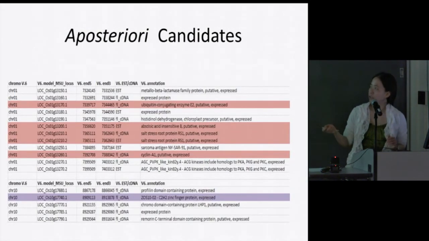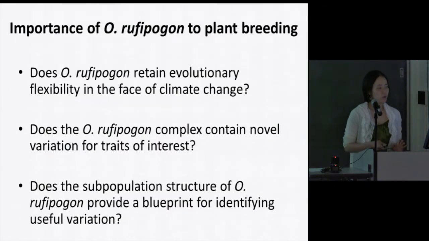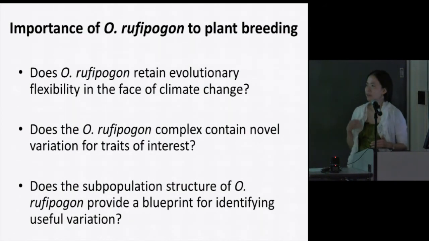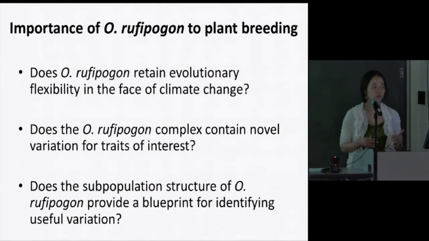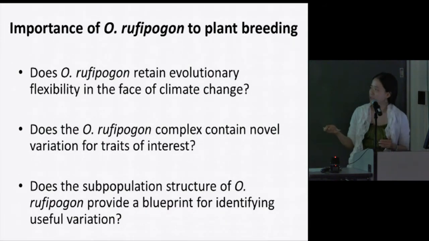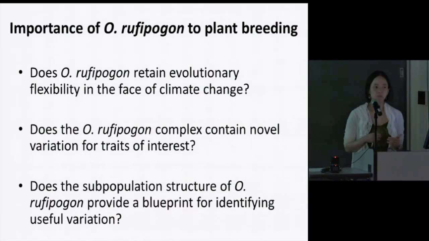And really quickly, I've just highlighted some possible genes from those two different regions that may be candidate genes to look into. So going back to our walkthrough of the importance of this wild ancestor in plant breeding, we can say that yes, Oryza rufipogon at least seems to contain some novel variation for our traits of interest.